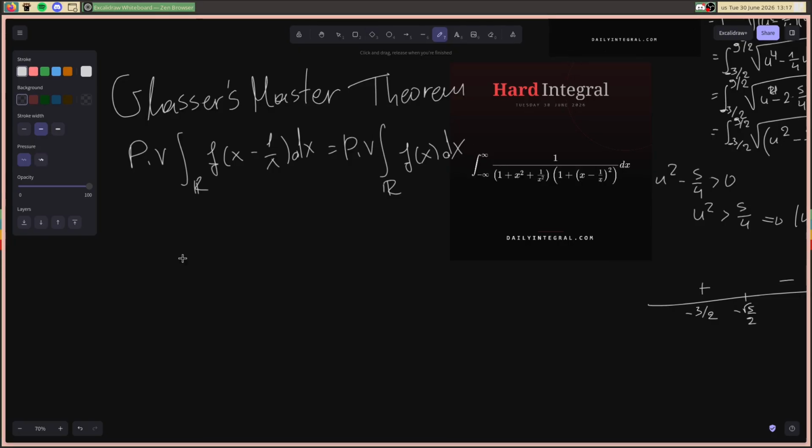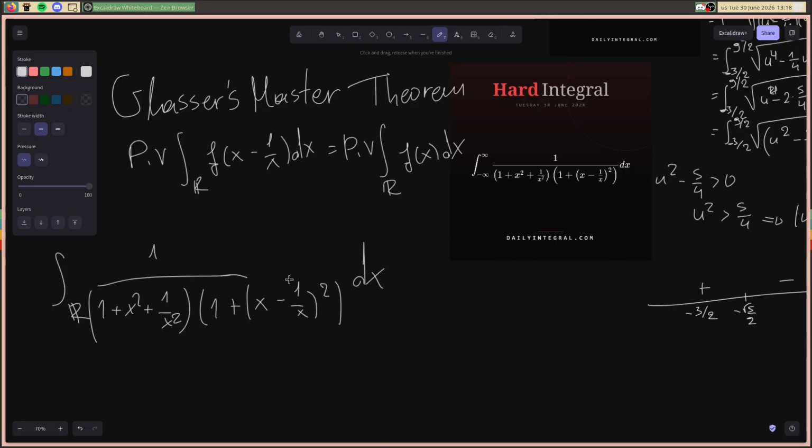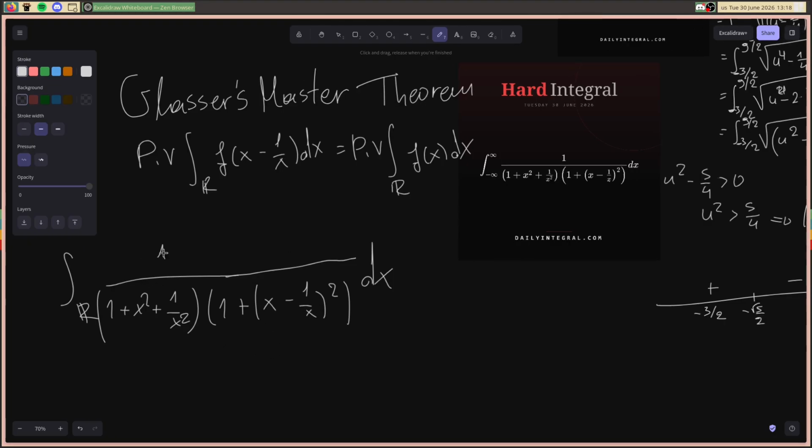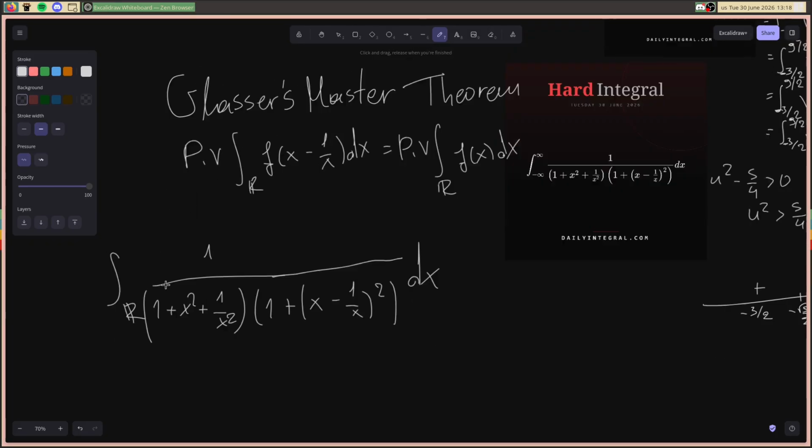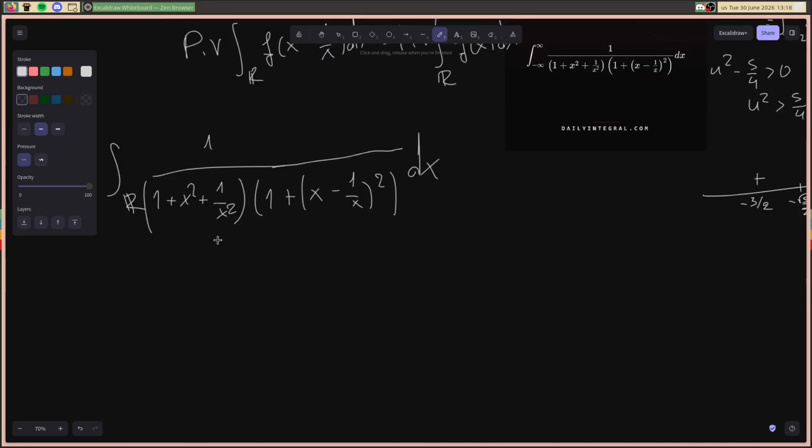We're asked to find an integral over R of a function that is (1 + 1/x²)·(1 + ... ) — specifically 1 plus x squared plus 1 plus x over x squared times 1 plus x minus 1 over x squared dx. The idea is that if we can make the term x minus 1 over x appear on this left side, we can use Glasser's master theorem to completely remove this term and turn it into a normal x.